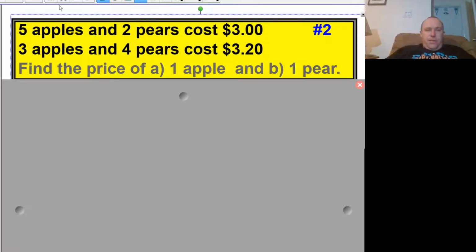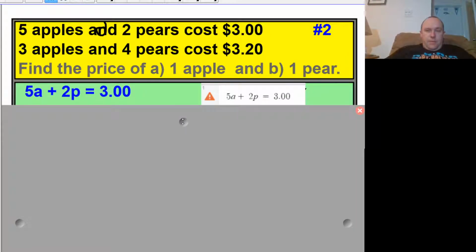So as I write my question out, notice how close this word "and" is to the word add. And that's one of our clues for this question as well. So I want 5 apples, add 2 pears. Costing means equals. So this is literally 5A add 2P equals $3. There's my first equation. And I started to type this into Desmos as well. And 3A and is add, so 3A plus 4P equals $3.20.